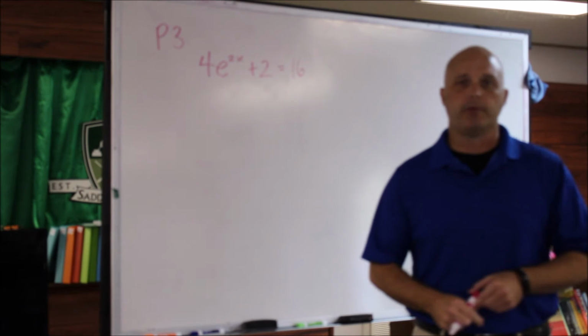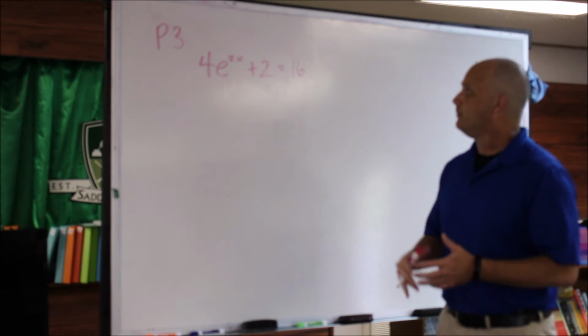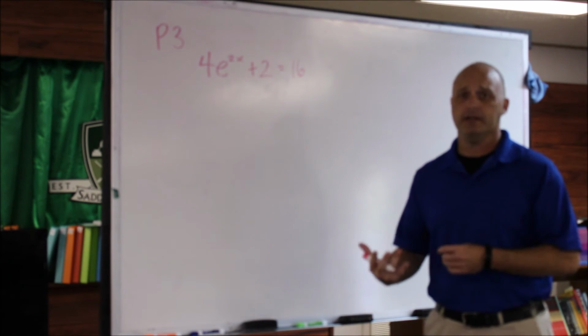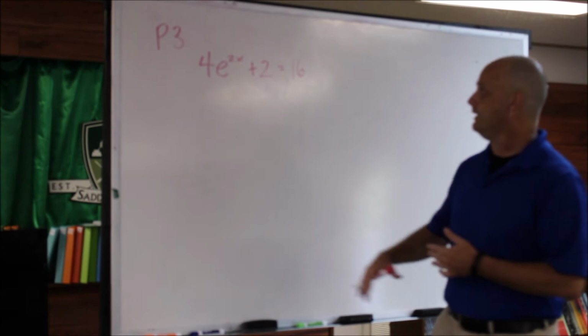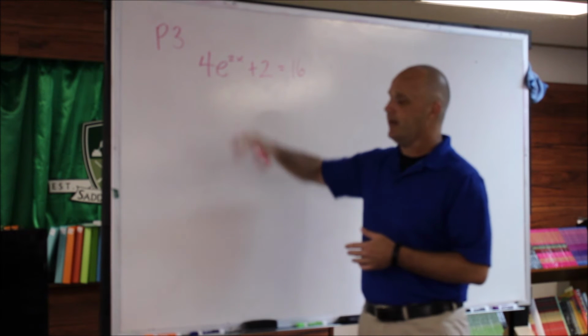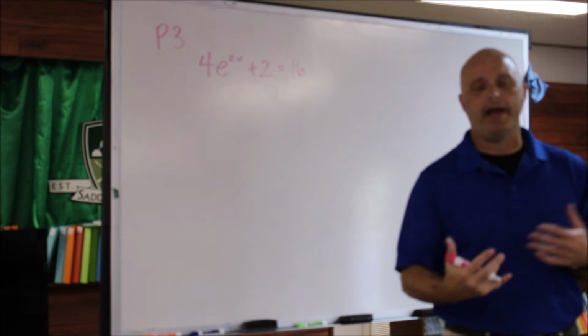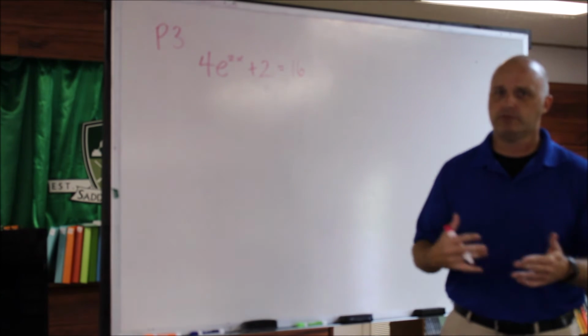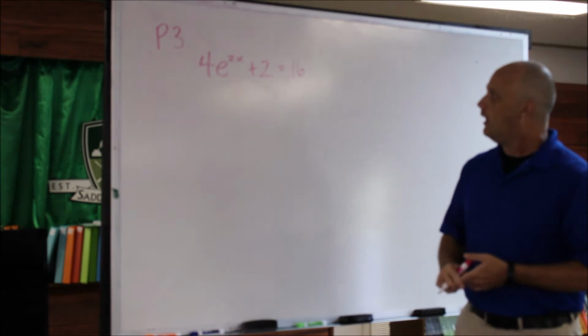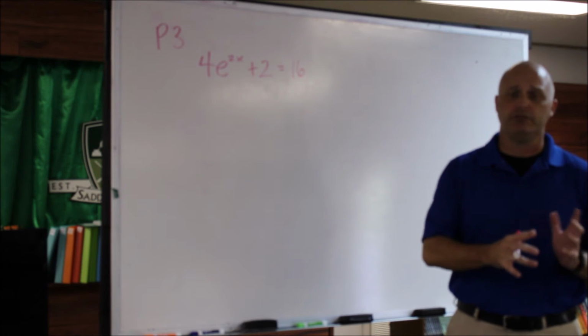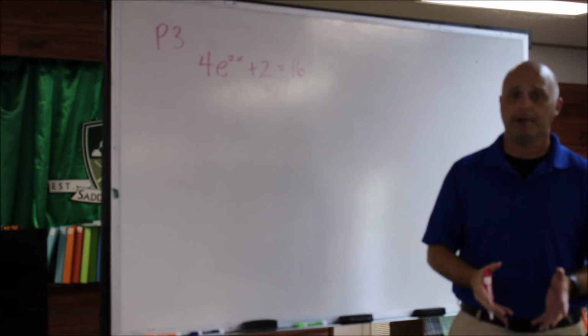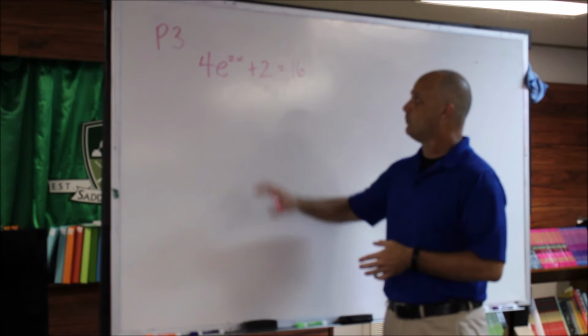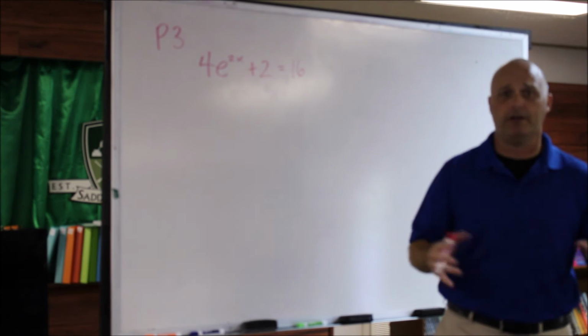Okay, for problem number 3, we're going to take a look at a problem that would not necessarily be an issue if we didn't have e here with an e to the x. We'll take a look at how we can solve this fairly easily without too much trouble. What you want to do here is isolate the e first. So to isolate the e, we're going to do just like we would with any other equation.